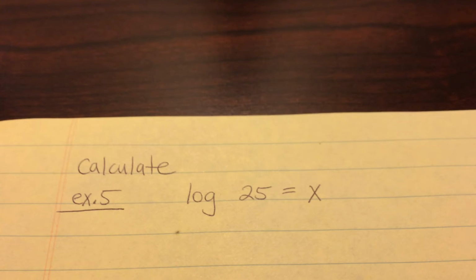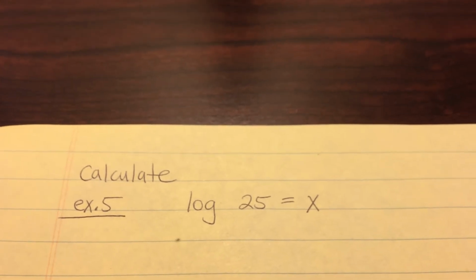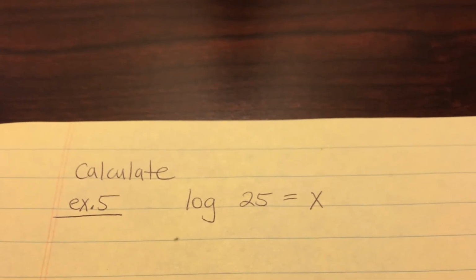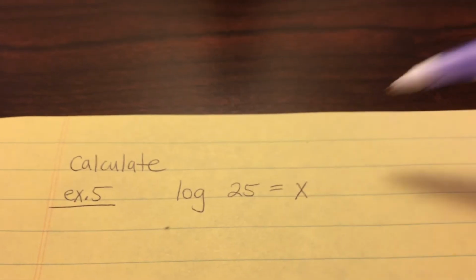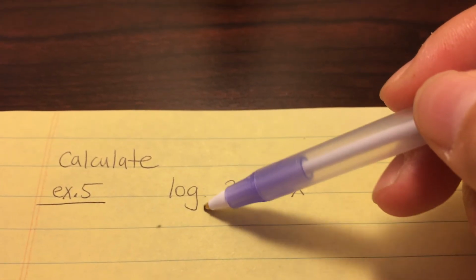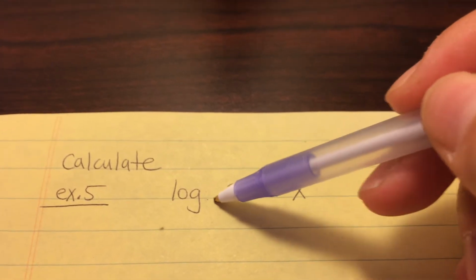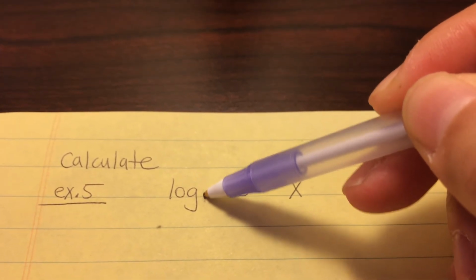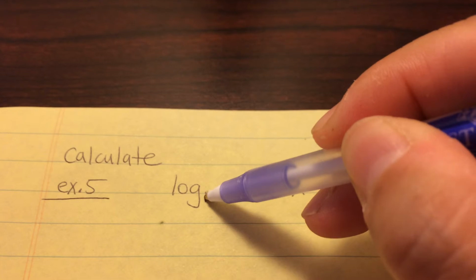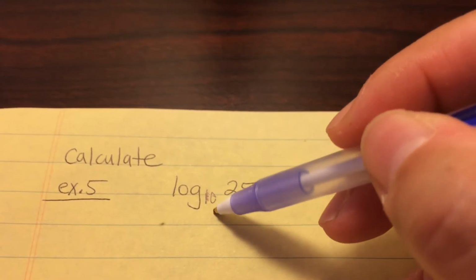Now log can be put in the calculator if it is a base 10. Now let's go over that. So if the base right here is not written, and you have this big 25 right here, this is automatically a base 10, okay? So if it's not written, it's base 10. If it's written, then it's whatever the base is.